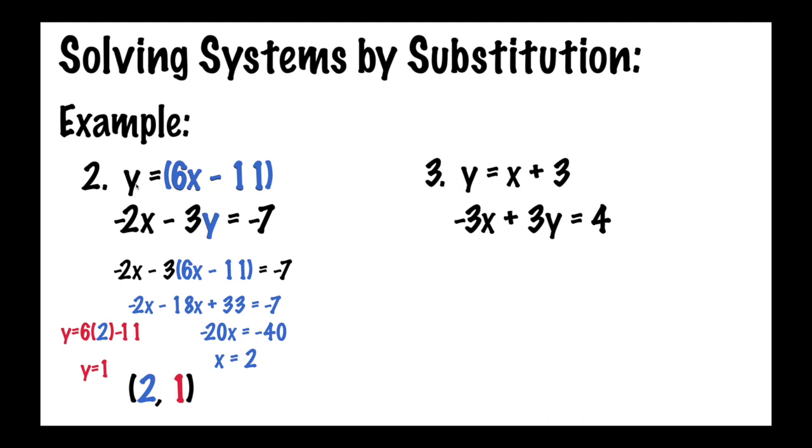Well, once again, I want to double check that for both of these equations. So in the top equation, I have 1 is equal to 6 times 2, which is 12, minus 11. Therefore, I'm going to get 1 is equal to 1, and that's a true statement. For the bottom one, I'll have negative 2 times 2, so negative 4, minus 3 times 1, which stays negative 3, and negative 4 and negative 3 do combine to give us negative 7. Therefore, we can say that (2, 1) is the correct answer for number 2.